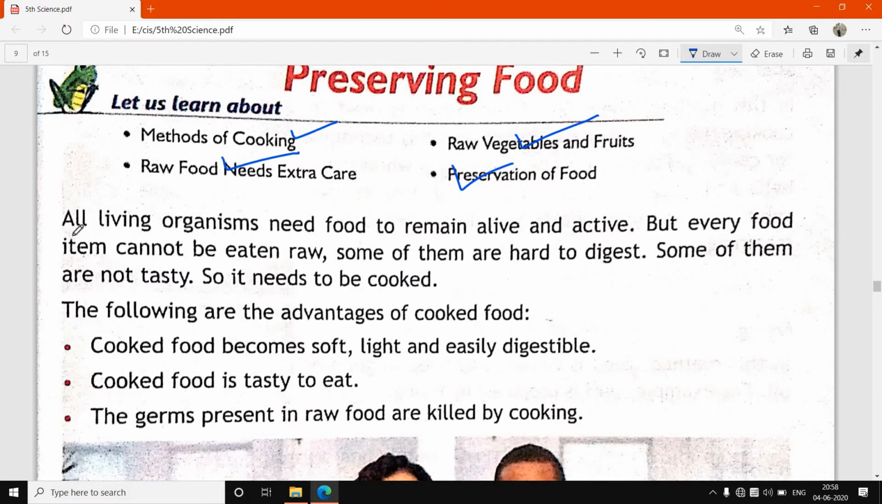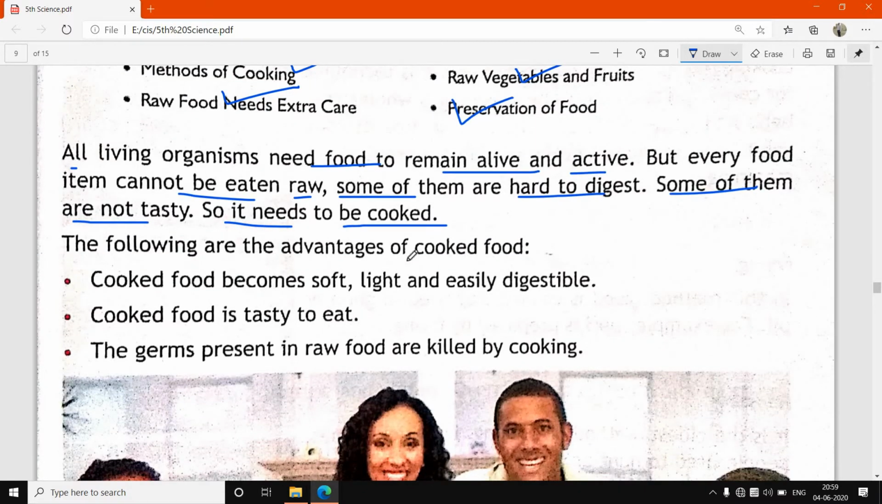So we know that all living organisms need food to remain alive and active, but every food item cannot be eaten raw. Some of them are hard to digest. Some of them are not tasty, so they need to be cooked. The following are the advantages of cooked foods.